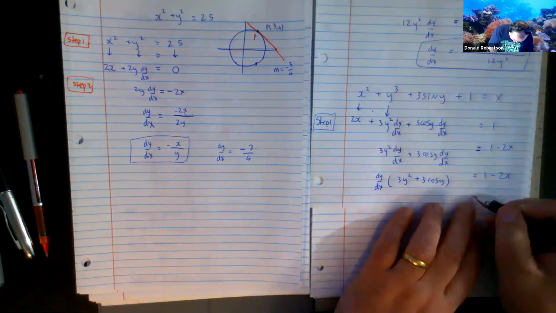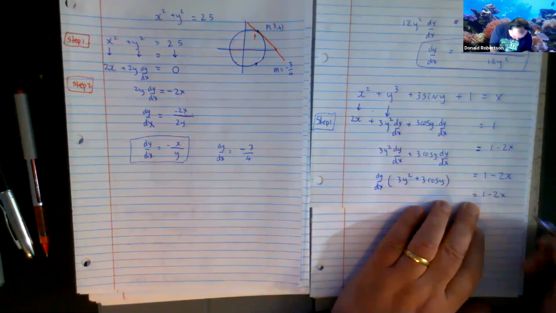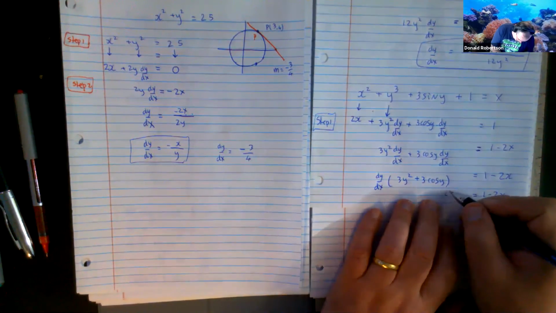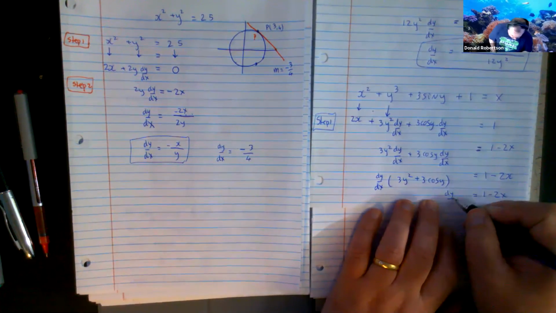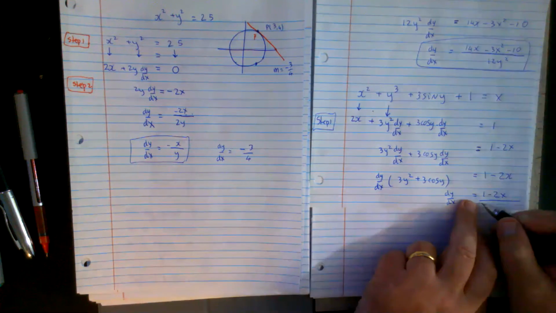Okay, we're pretty much finished. What do I do to both sides to get dy by dx? Divide by 3y squared and 3 cosine y.